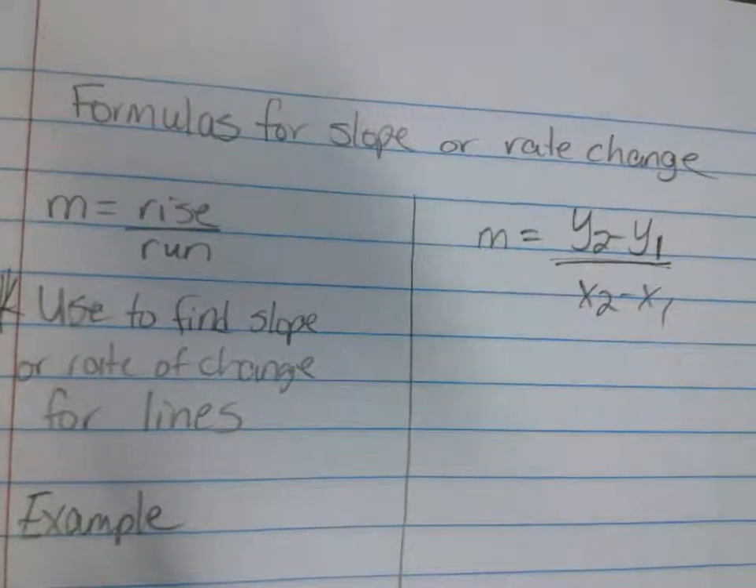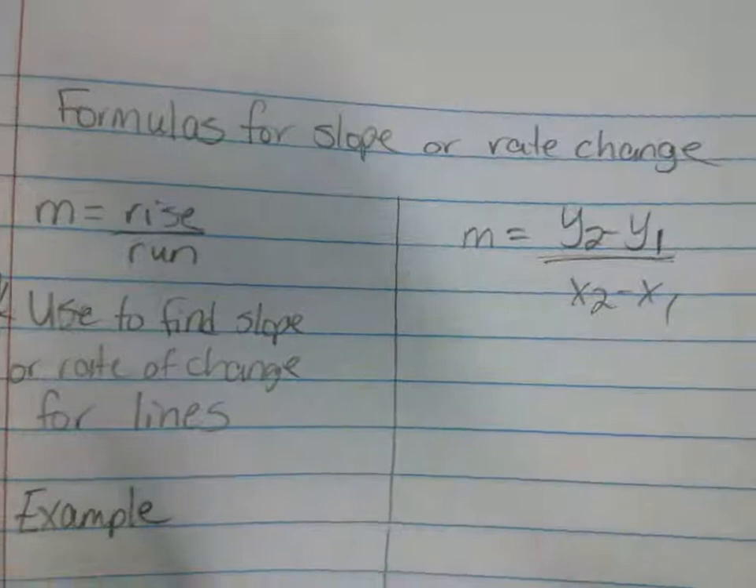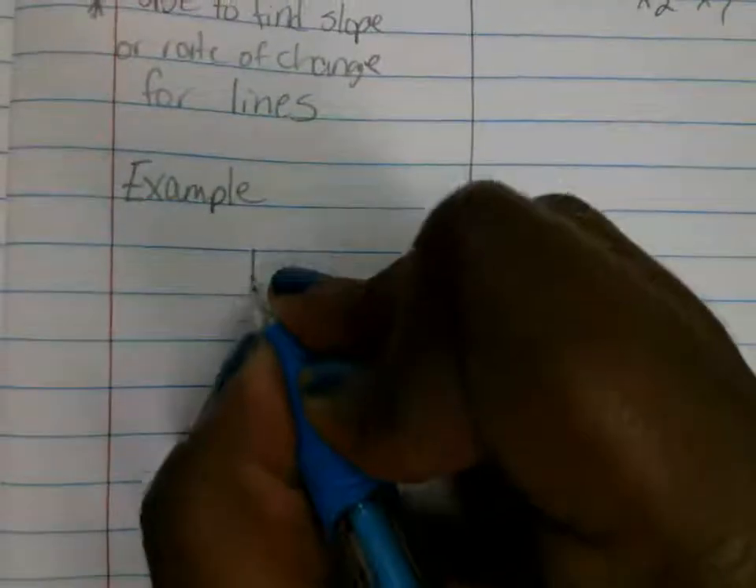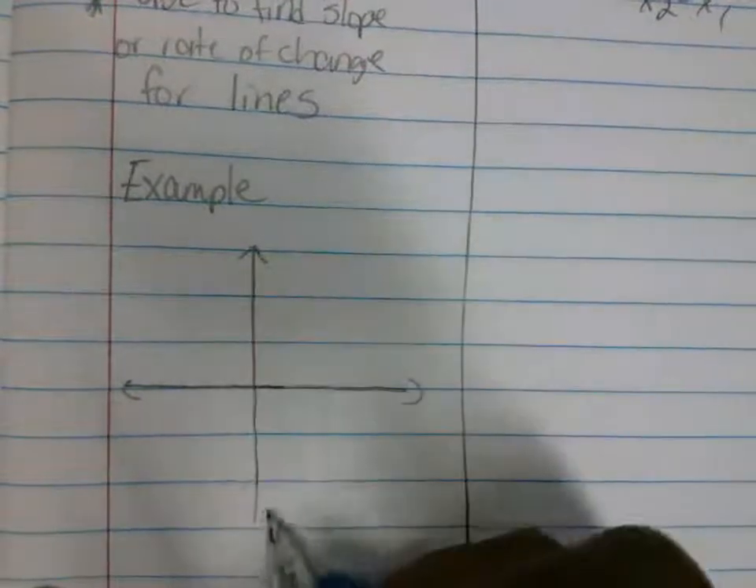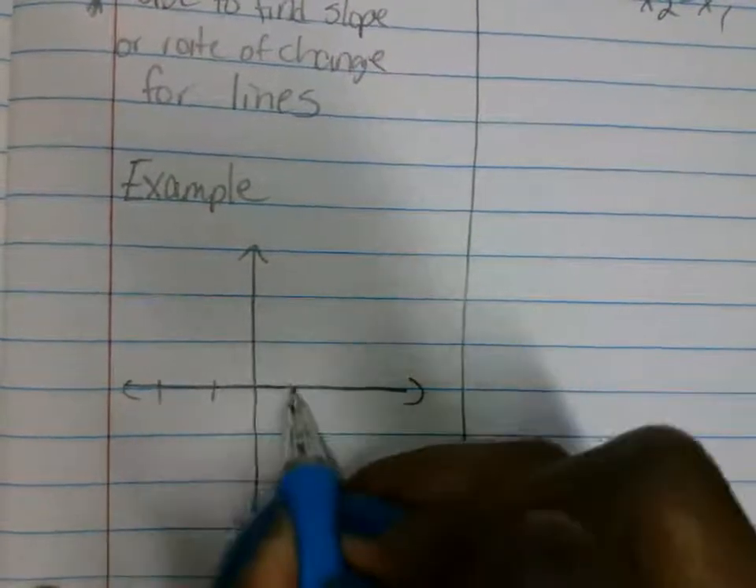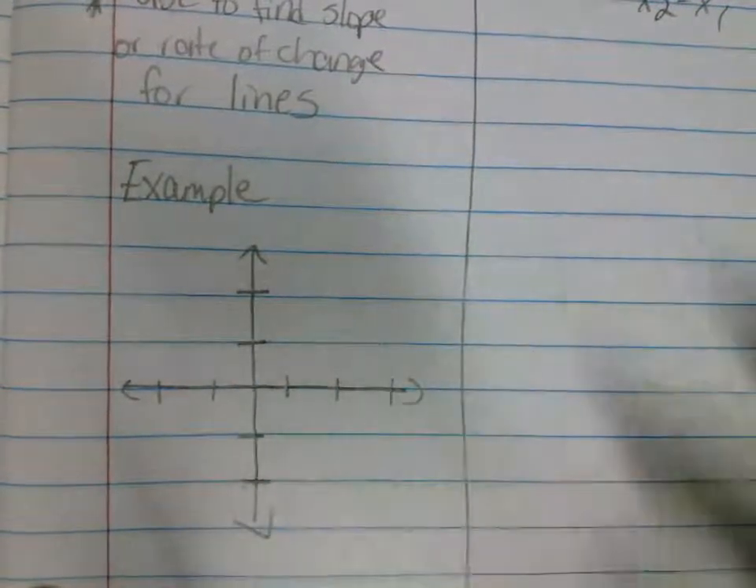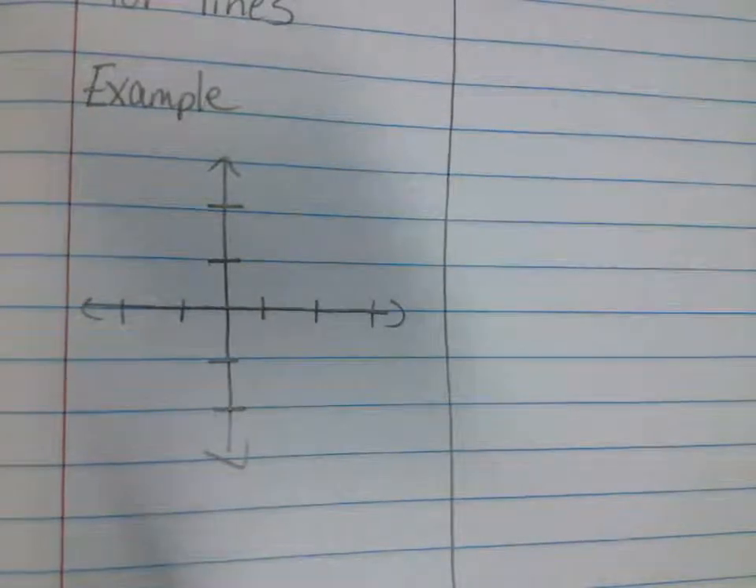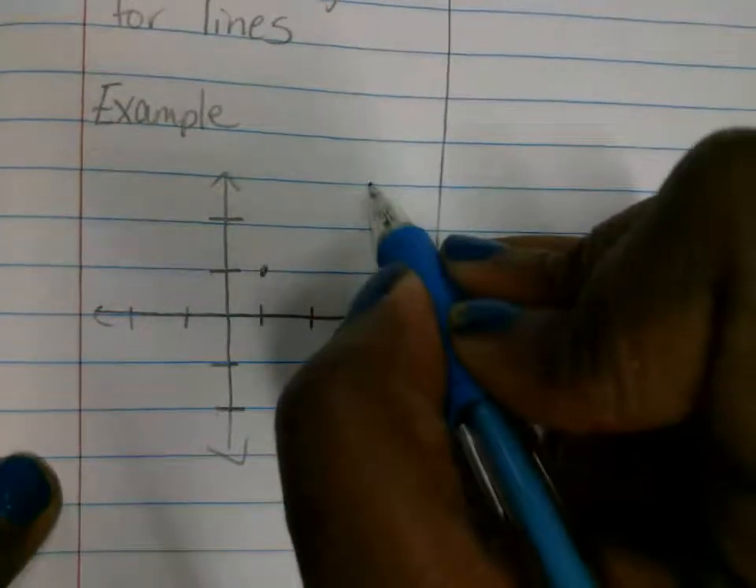Pause to give you a chance to write. I still see some people writing. All right, here we go. So for a line, this is how this works. I'm going to draw a small coordinate plane. Okay, I'm going to find the slope or rate of change of this line. I'm going to put a point right here. I'm going to put a point up here.